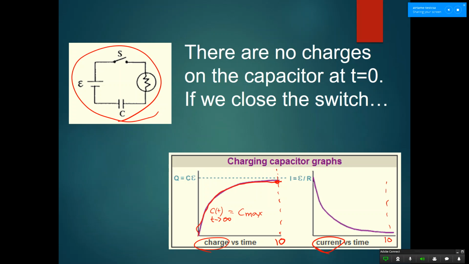And what could you tell me about the current as a function of time when t tends to infinity? What is the current going to be equal to at time equal to infinity, all the way at the end of time? 0. Yeah. Any questions so far?